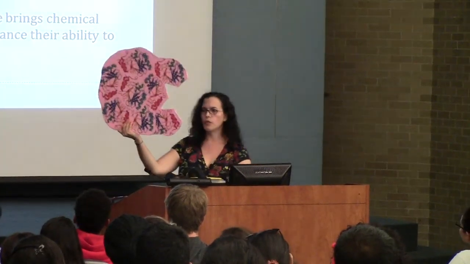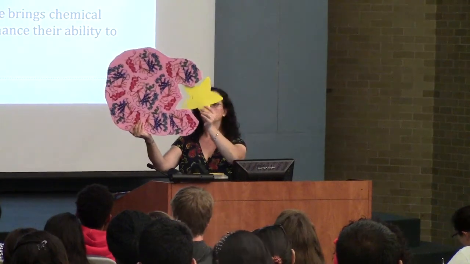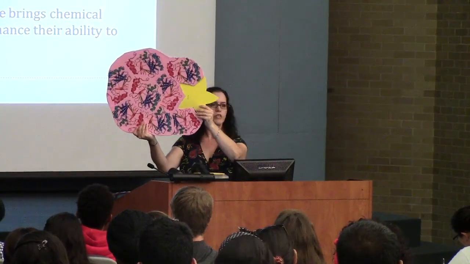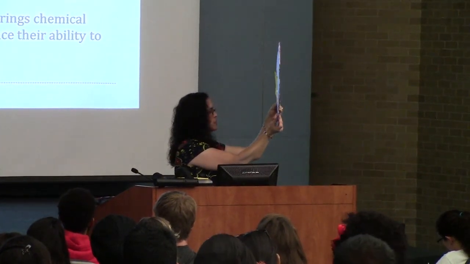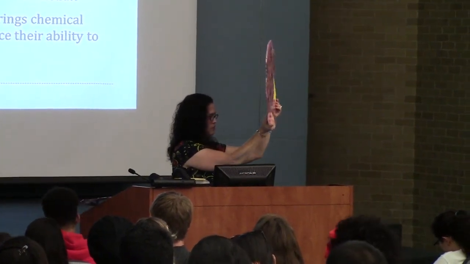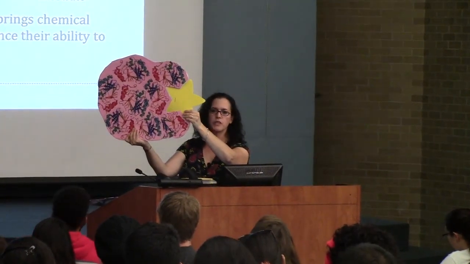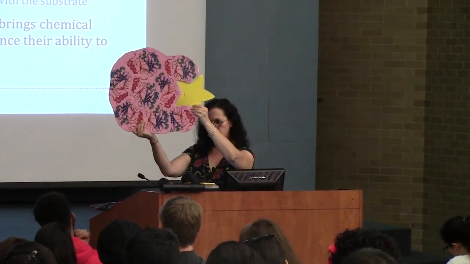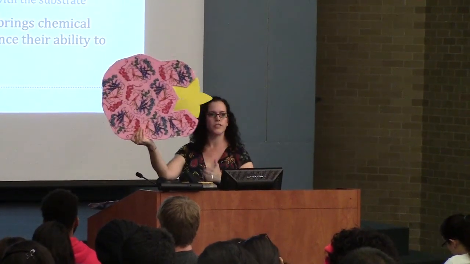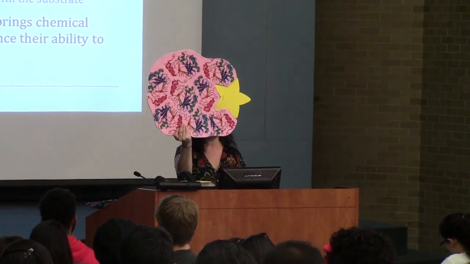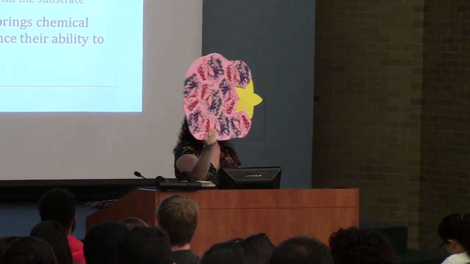So when the substrate binds to the enzyme, that's what we refer to as the enzyme-substrate complex. Okay? And the enzyme is very, very specific for the substrates that it binds. So it will only bind what fits in the active site. Okay? So the active site is precisely where it actually binds to the substrate.